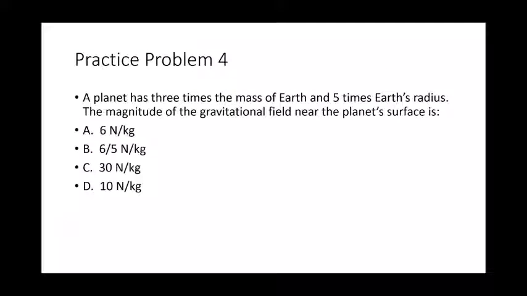All right, here's practice problem 4. A planet has 3 times the mass of Earth and 5 times Earth's radius. The magnitude of the gravitational field near the planet's surface is... What we want to realize here is that the weight of an object is caused by the force of gravity. Remember that weight is mg, and it's the mass of the object. In this case, I'm going to put mass of object times g.